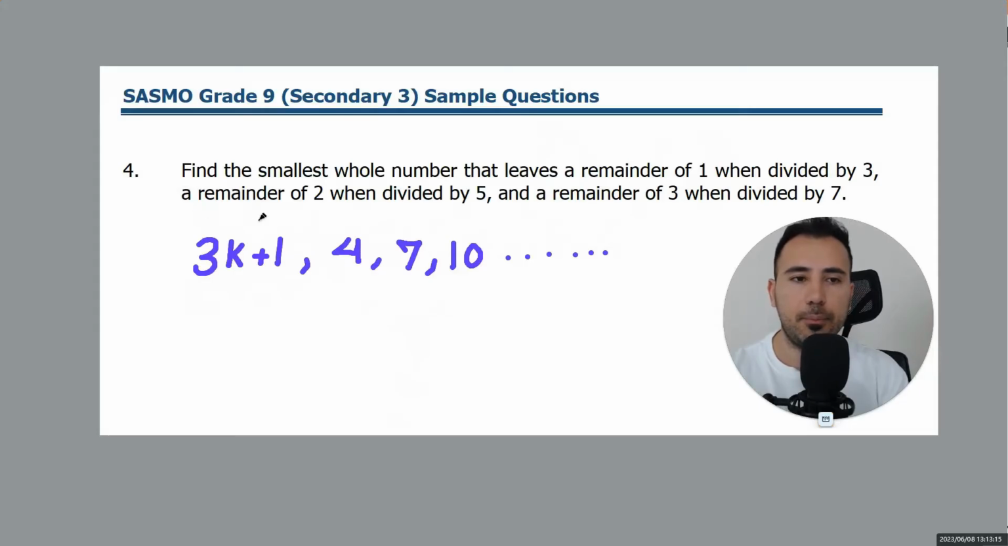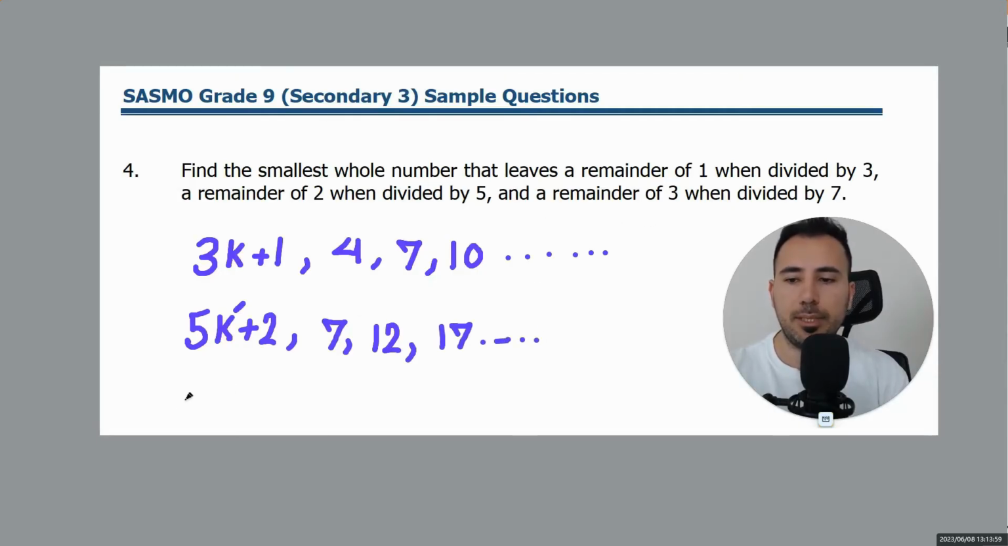Okay, the next number leaves a remainder of 2 when divided by 5. I can't put k here, so I'm going to change it and write k prime instead. It's going to be plus a remainder of 2. So this number, if we start from k0 or k1, it will be like 7, and then k is 2 will be 12, 17, and so forth.